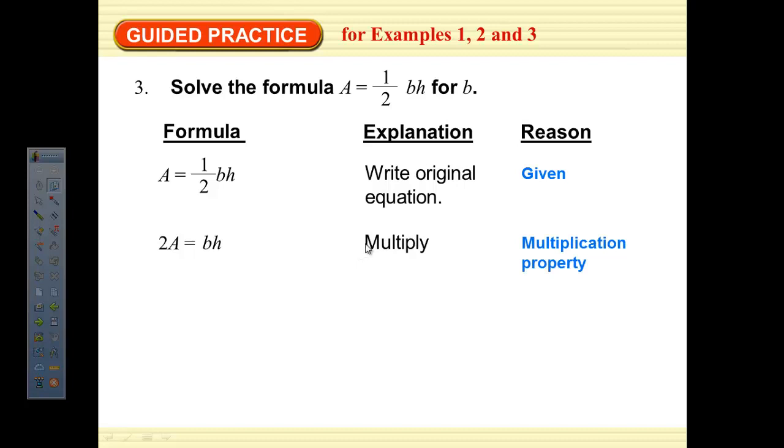We're going to divide both sides by h. And if we divide both sides by h, we end up with our answer, which is b equals 2a over h. We use the division property here.